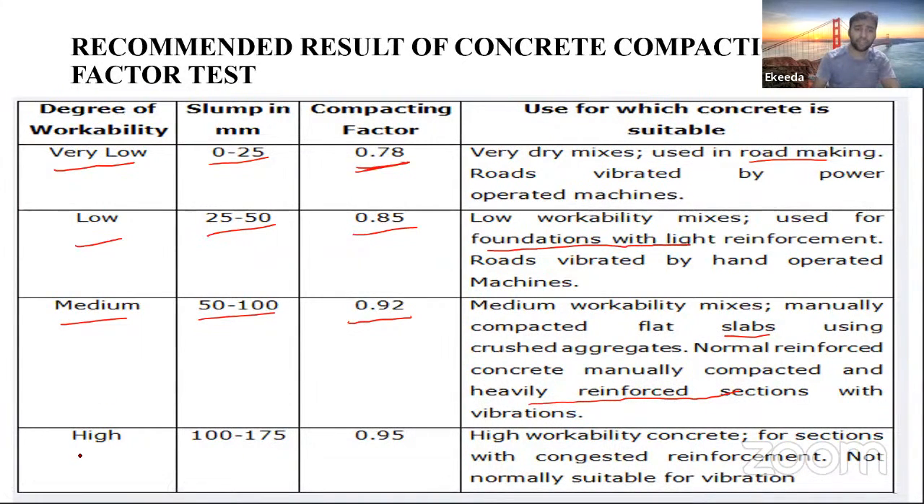Now, the last one is high workable concrete. For high workable concrete, the slump value ranges between 100 to 175 mm, and the compaction factor value will be 0.95. This is generally required when we have to apply the concrete without any compaction. Due to this high degree of workability, the concrete will compact itself automatically. We don't need to compact it manually or with the help of any machine. So if we want the concrete to be self compacted, then it should be highly workable concrete.